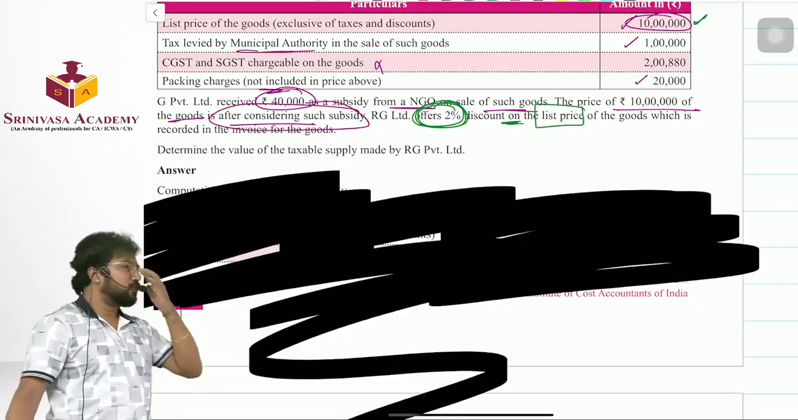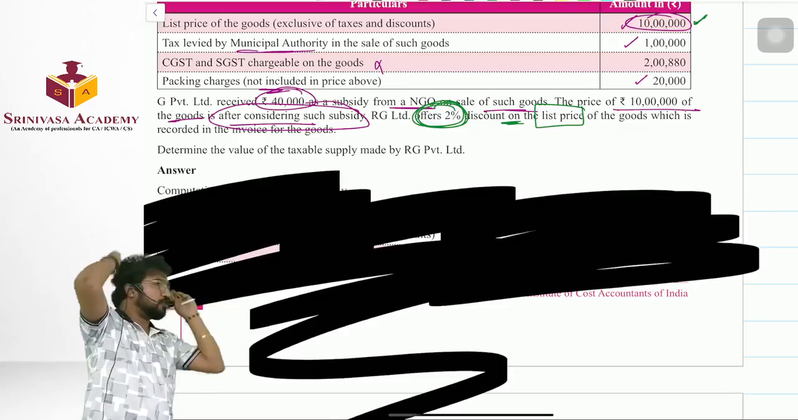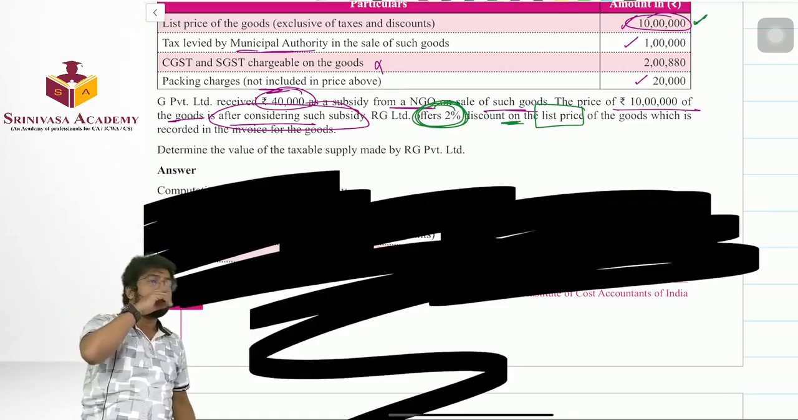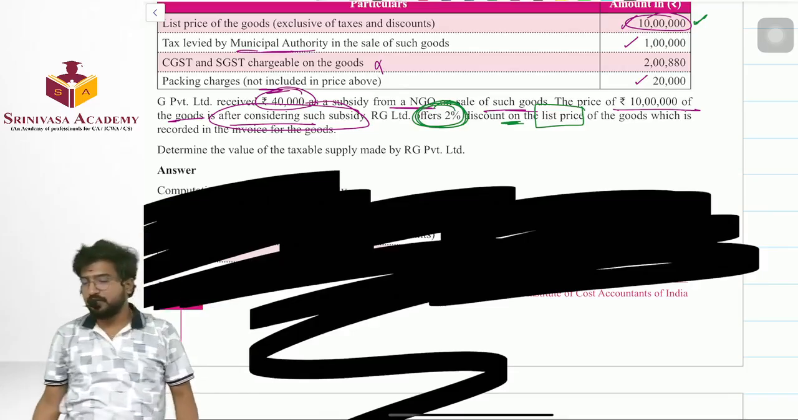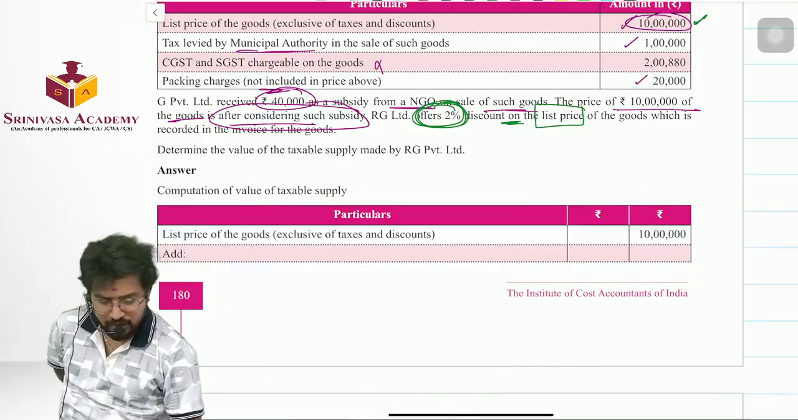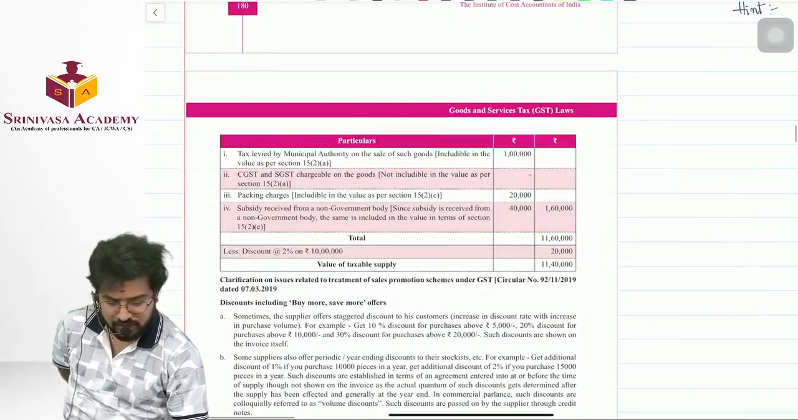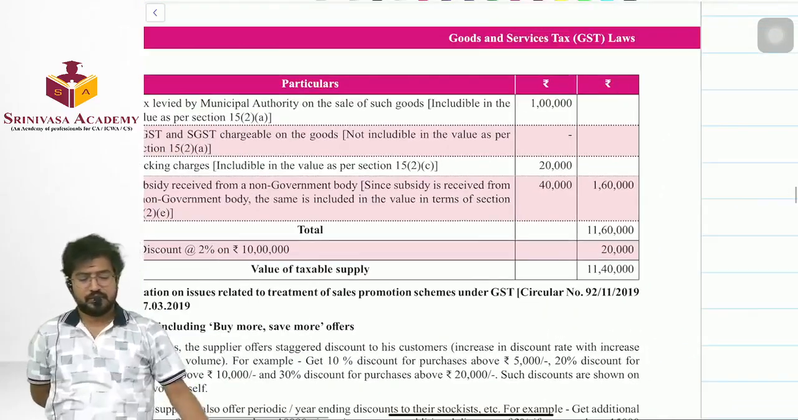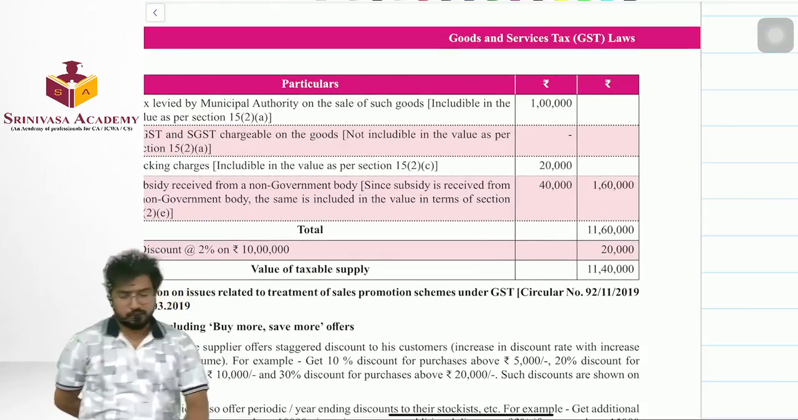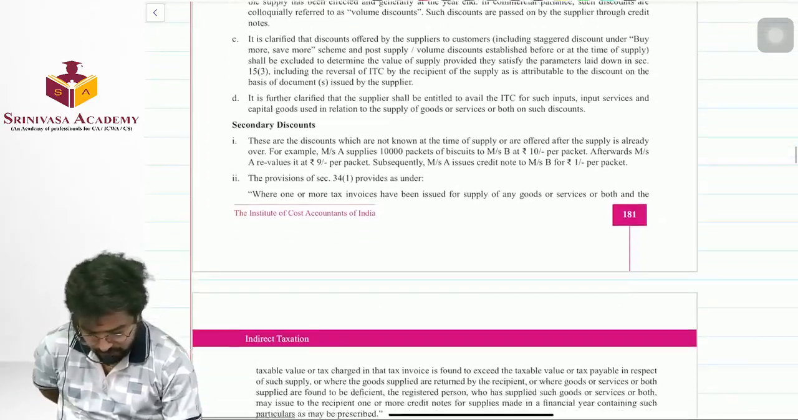Most of the cases students will add everything and minus 2%. That should not be the case. Discount is on list price. Shall we continue? So what is the answer? Answer is 11 lakh 40,000. Yes, 11 lakh 40,000. Am I clear? Shall we go with the next question? Right, super, very good. Let us see the next question.